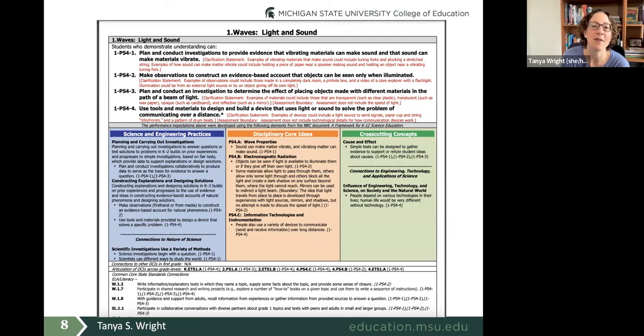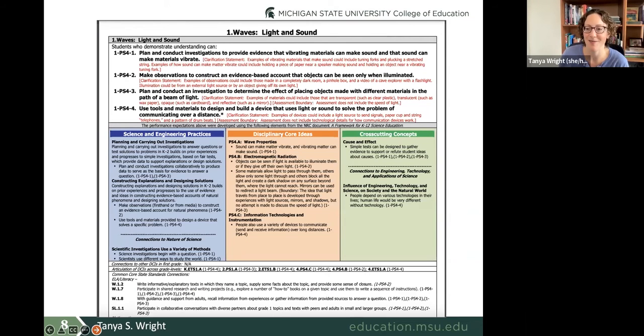But something to notice here is that if you're planning and conducting an investigation, if you're making observations, if you're constructing an argument or an evidence-based account, all of these things are going to be happening in oral language. If you're communicating, right, you're going to be using oral and written language, and that's going to be a really important part of what you do.